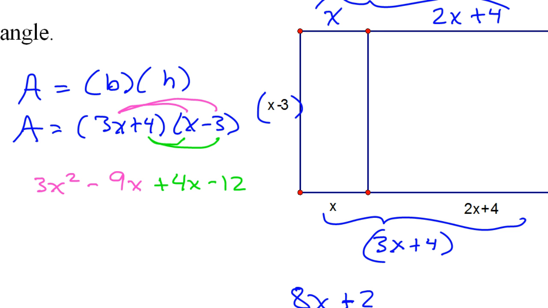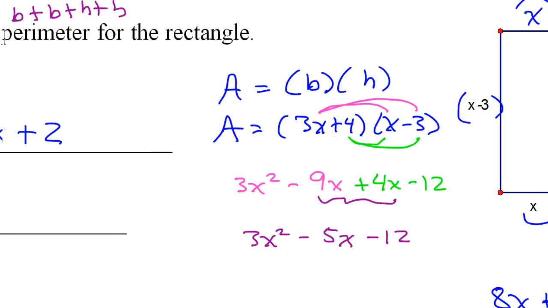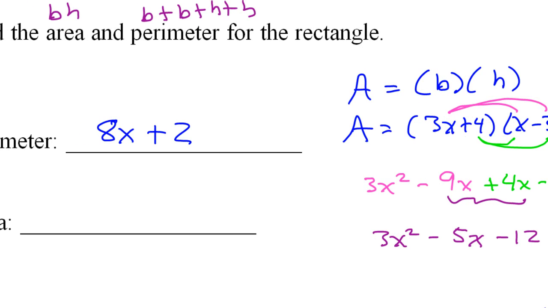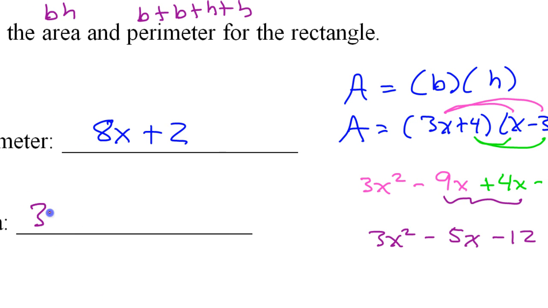Then we've got like terms here in the middle. Okay, so we'll put those together. So we will have 3x squared. Negative 9 plus 4 is negative 5. So that'll be negative 5x. And then you've got your minus 12. Okay, so that is the expression for the area. So I'll just recopy 3x squared minus 5x minus 12.